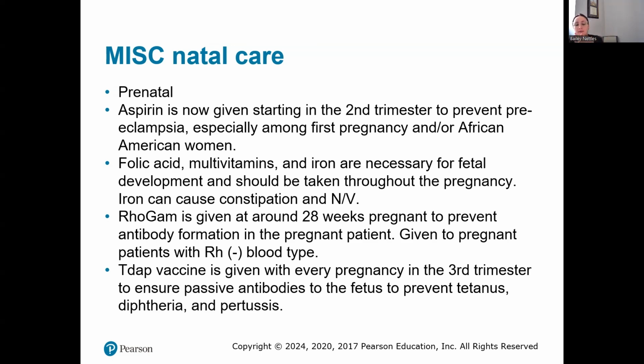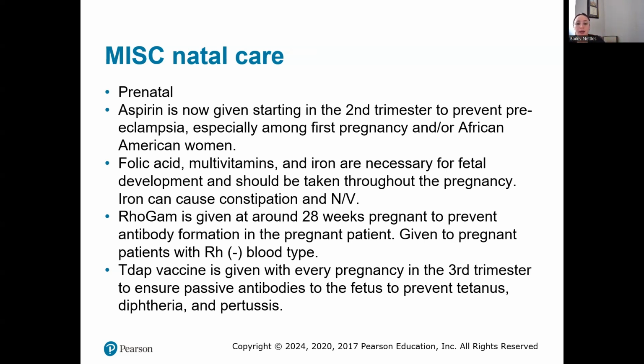Folic acid, multivitamins, and iron are commonly taken throughout pregnancy. Folic acid, multivitamin, or the prenatal vitamins are super important for fetal development. Iron is usually given for anemia caused by pregnancy, because the baby sucks all your good stuff out. Though iron, make sure you know that it does cause constipation and it can cause nausea and vomiting. So remember all that from way many semesters ago.